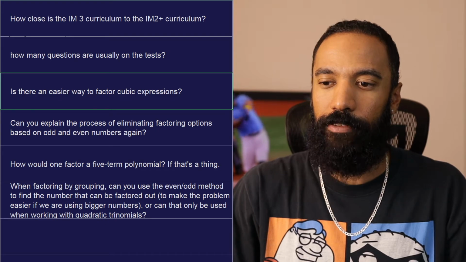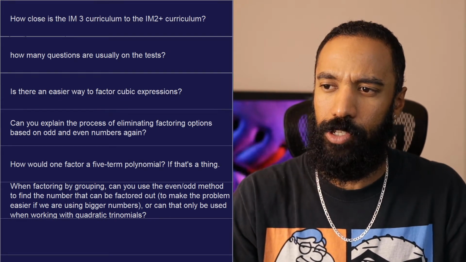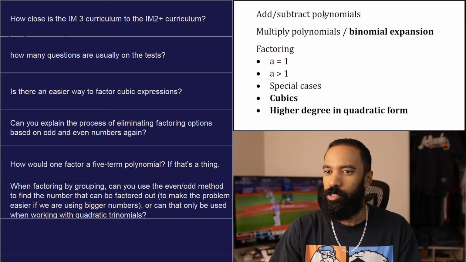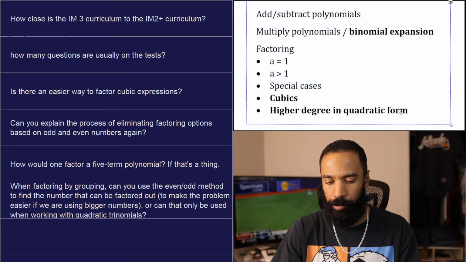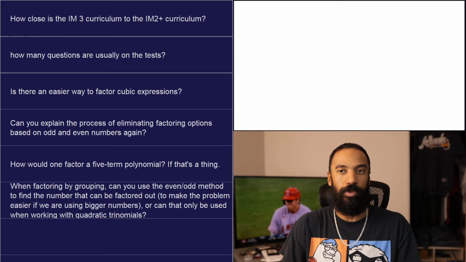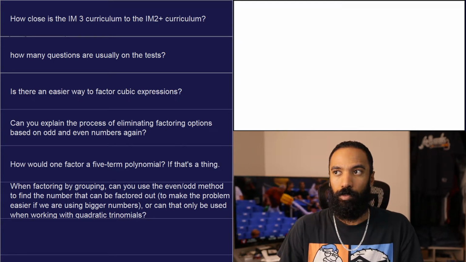Is there an easier way to factor cubic expressions? I don't know when the question was asked, so I don't know if you're talking about factoring sum and difference of two cubes, or if you're talking about factoring by grouping. I would say no to both. There's really no easier way. I'd say what you got is really the best option.